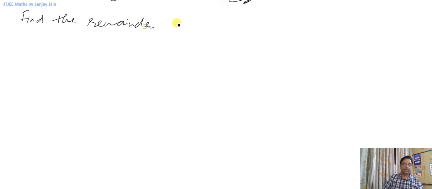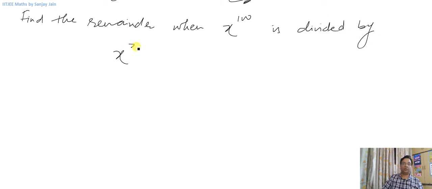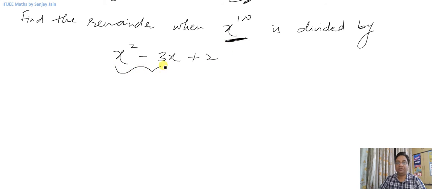Okay, let me write the next question. Find the remainder when x raised to power 100 is divided by a quadratic polynomial, that is x square minus 3x plus 2. Okay, this is a 100th degree polynomial. I have to divide it with this quadratic polynomial and find the remainder.